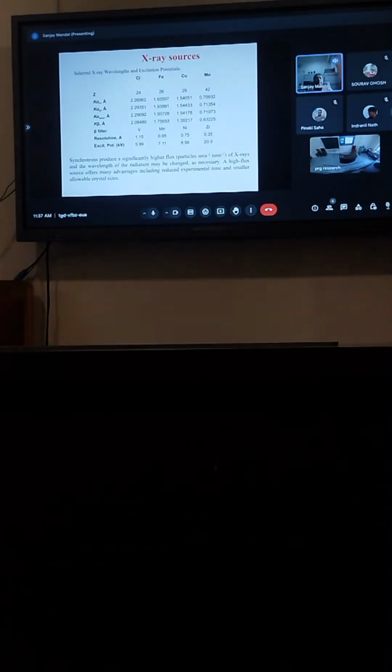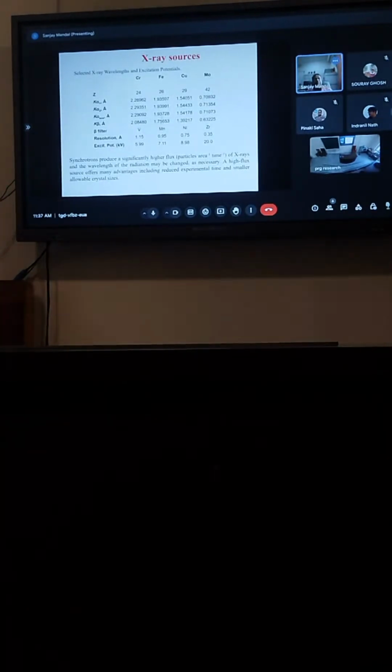Okay? Now, finally, the X-ray source depends on the anode. So if it is chromium, your K alpha average will be 2.29 angstrom. If it is iron, 1.93, if it is copper 1.54, and moly 0.71. As you decrease the wavelength, that means in case of moly, the resolution is the best, that means it is 0.35. We'll talk about that resolution later on, why it is important.